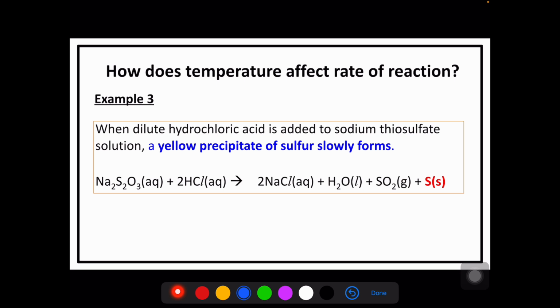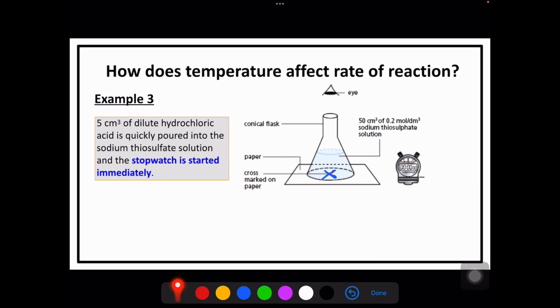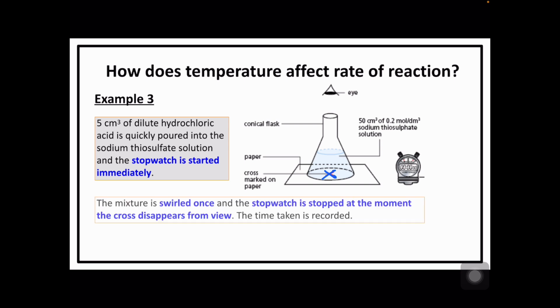But now let's put it into context in terms of how a change in temperature could affect the entire results that you're collecting. So this is how it looks. You will be familiar with this. For this particular one, there's a marked cross on the paper. Looking through the conical flask from the top, you make sure that the cross disappears from your sight. In this experiment, we add in 5 cm of dilute hydrochloric acid, and we start the stopwatch immediately to record the time taken.